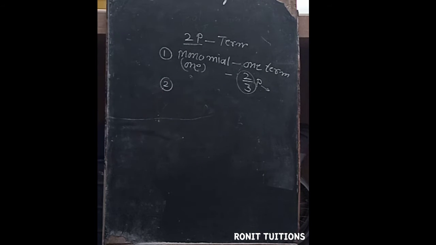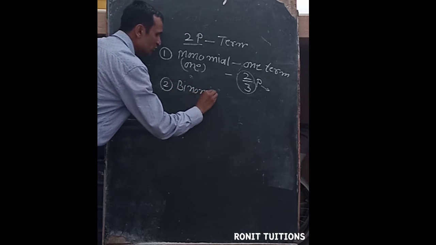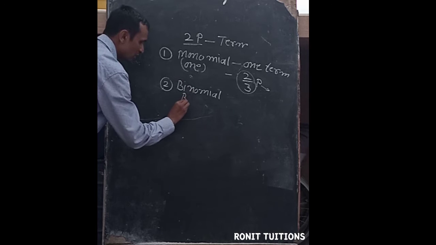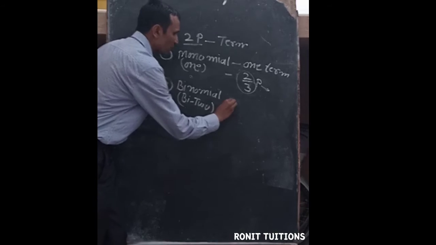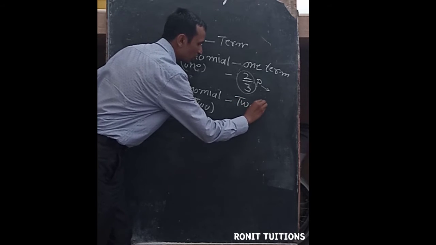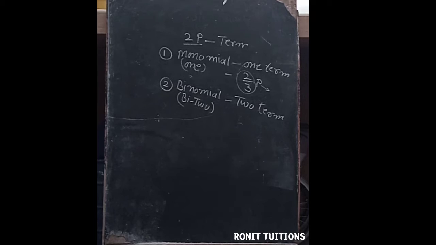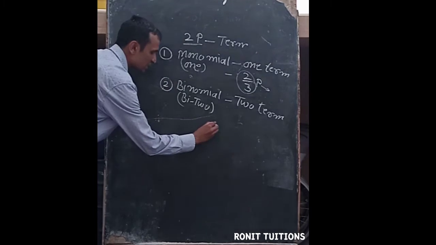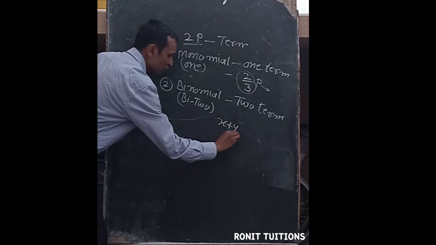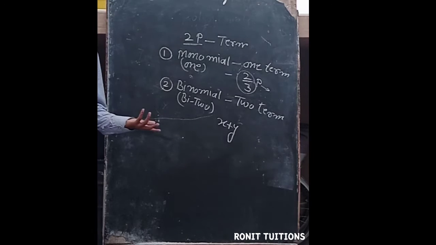Number 2: if two terms are there, then that is called the binomial. Bi means 2. There will be two terms in that. For example, suppose I write x plus y. This is the binomial. Any constant you can keep.